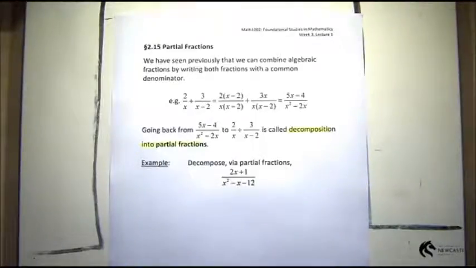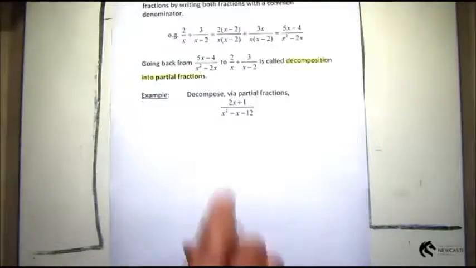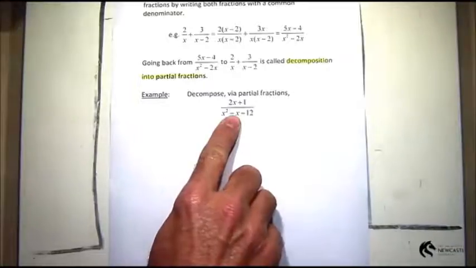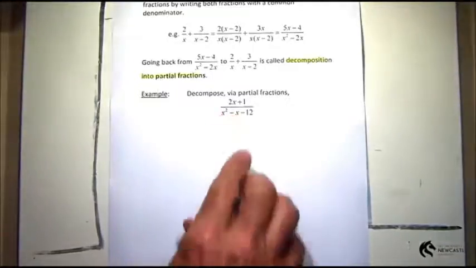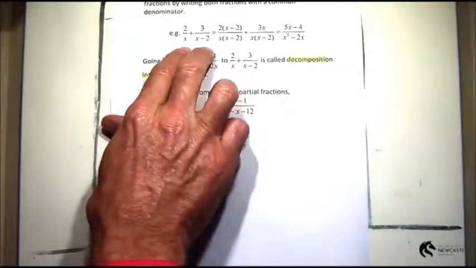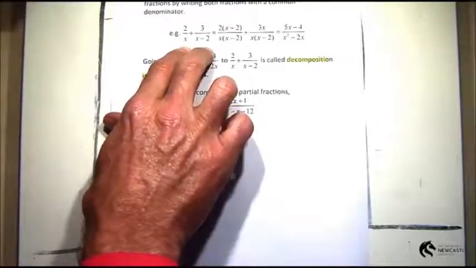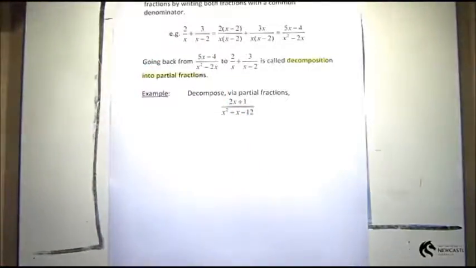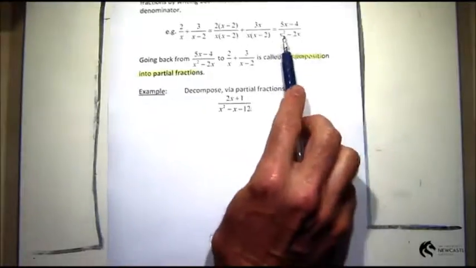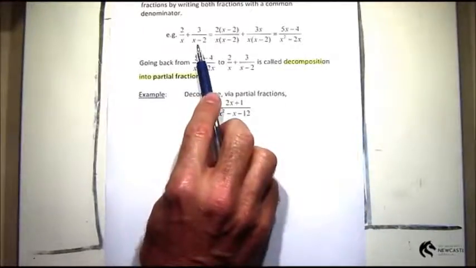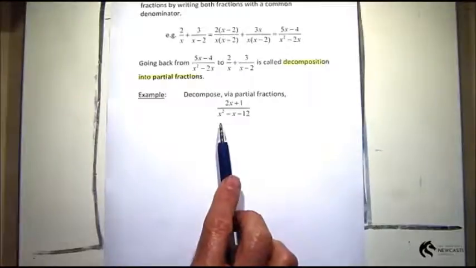Okay, so here we are. The kind of question you would get would be, decompose via partial fractions. That sounds pretty scary straight away, but we understand it means I want to write this as the sum of two smaller algebraic expressions. So let's have a go. The first thing to do is look at the denominator. Go back up here. See here, I had x squared minus 2x. I factorised that into x and x minus 2. So here, I need to factorise the denominator. That's going to be my first step.